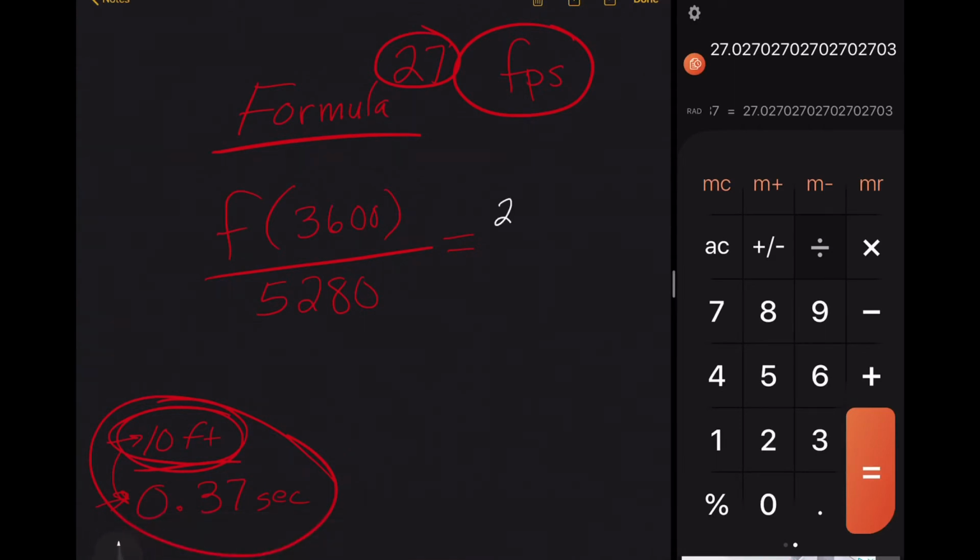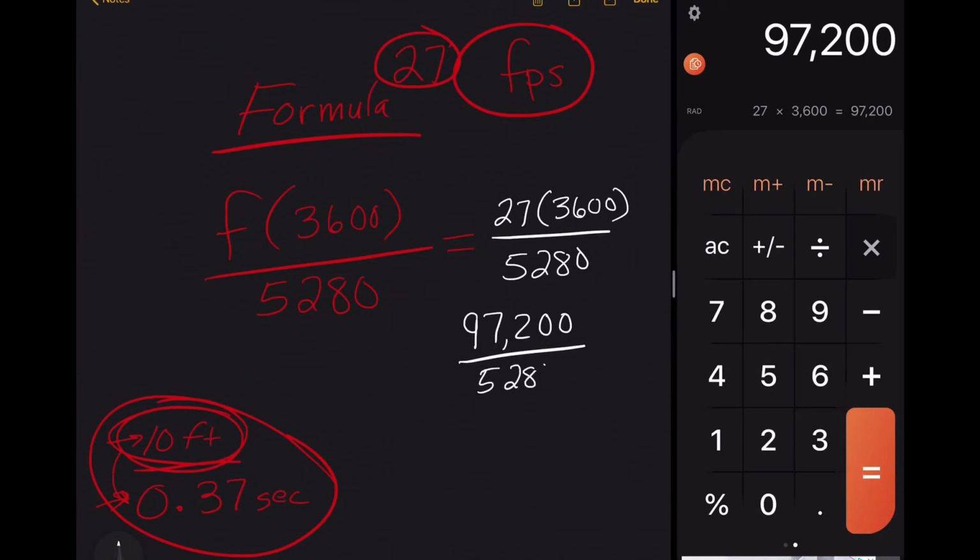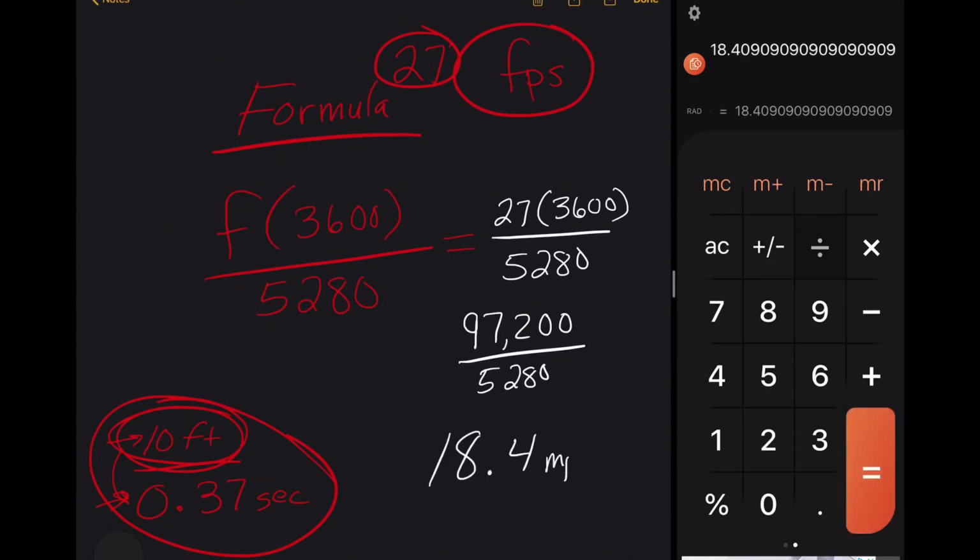So I'm going to plug in my numbers here. I was going 27 feet per second, times 3,600, and then divide that by 5,280. I'll do the first part of the calculations. 27 times 3,600 gives us 97,200, divided by 5,280. So I get my final answer of 18.4 miles per hour.